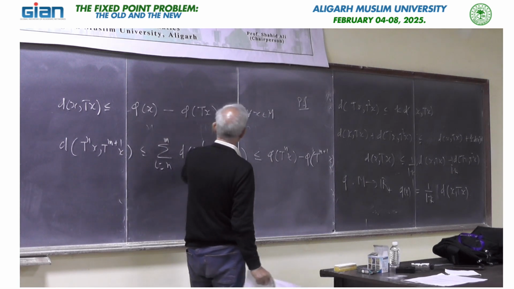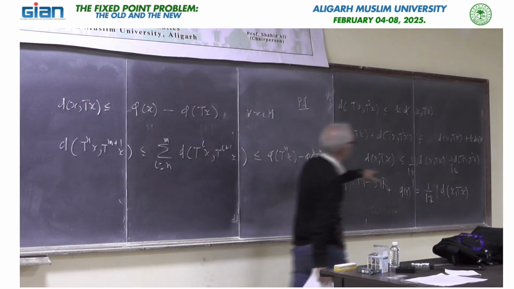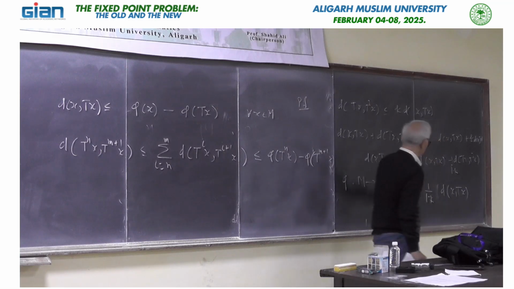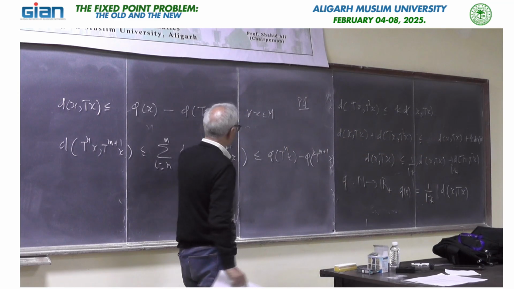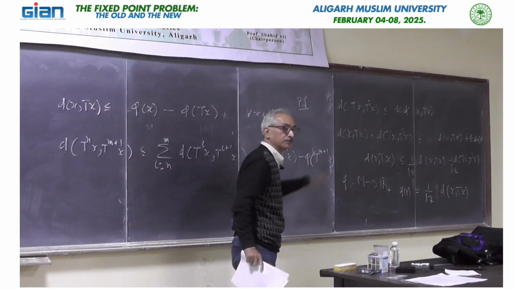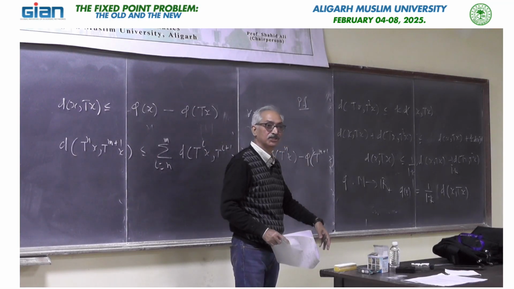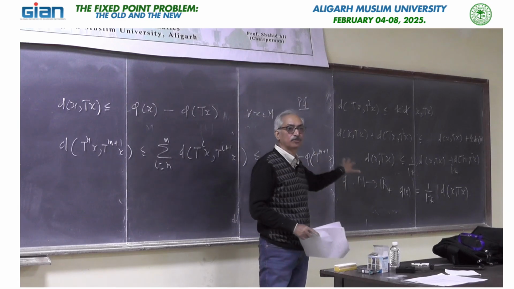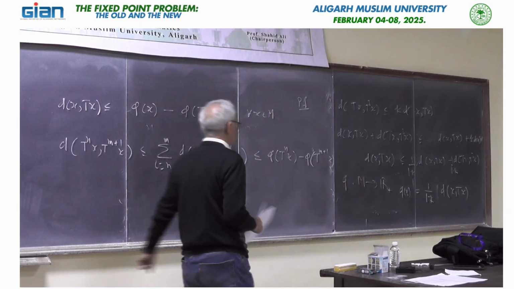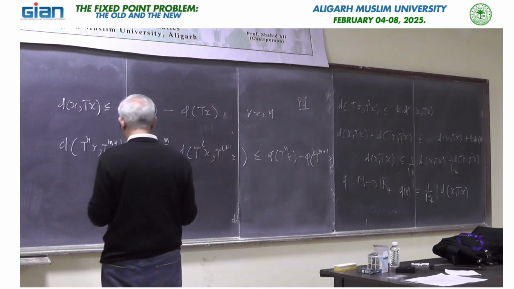Because each term you write using what you have done here, using this phi, and then those intermediate terms will cancel each other, and you will have the first and the last term. This is called a telescopic sum. So, that is what you will have finally.